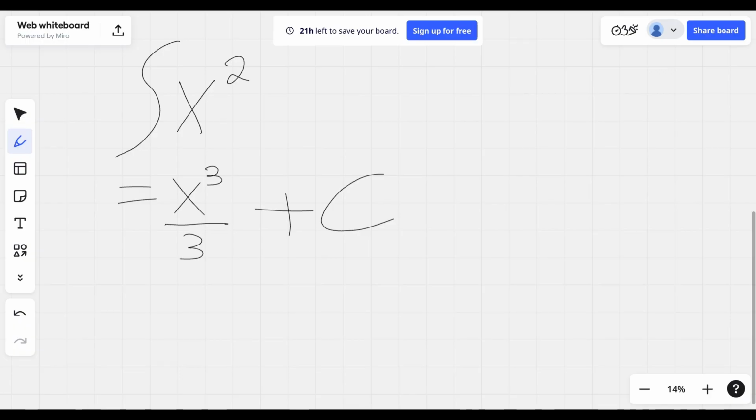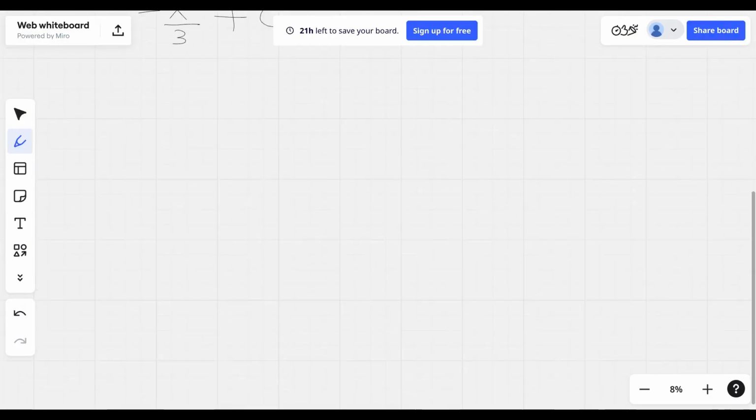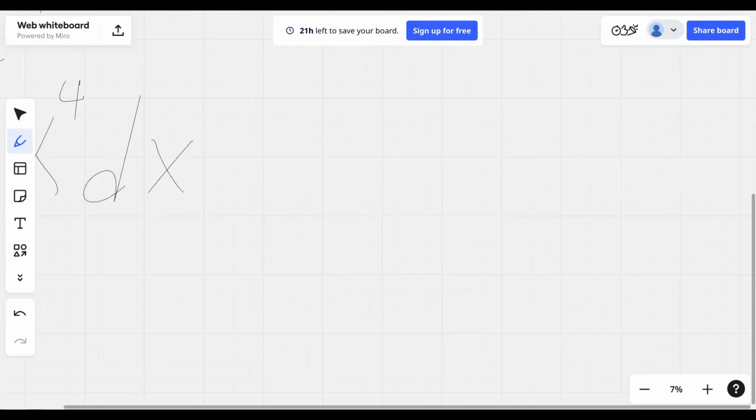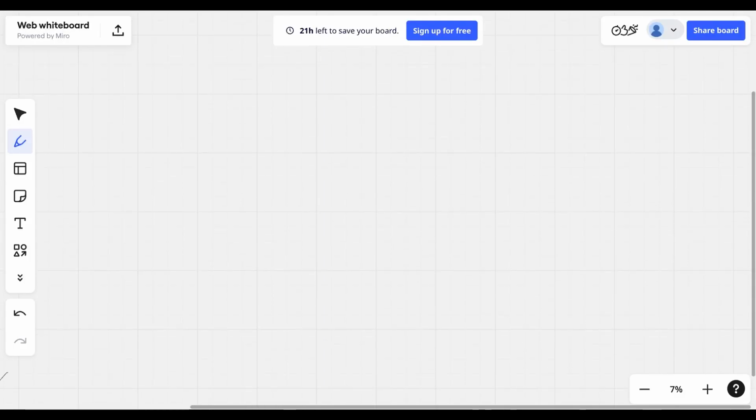And yeah, if you want to try an example, here's an easy one that you can try all by yourself, and you can see if you got it. So you can try the integral of x to the 4 dx. It's a good practice. And now we're going to move on to the sum rule.